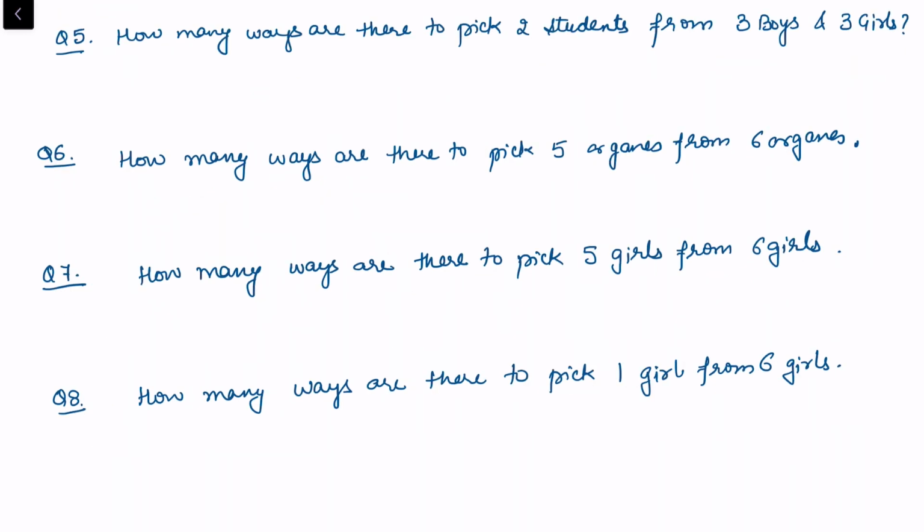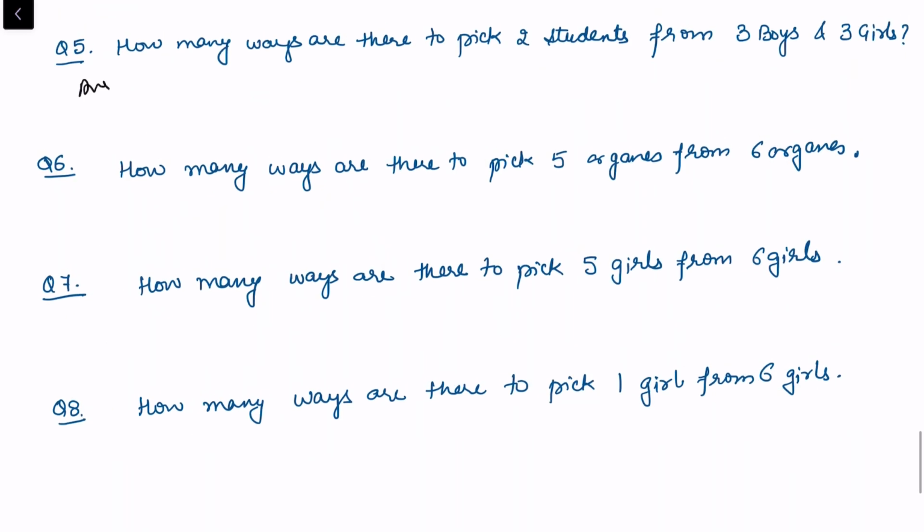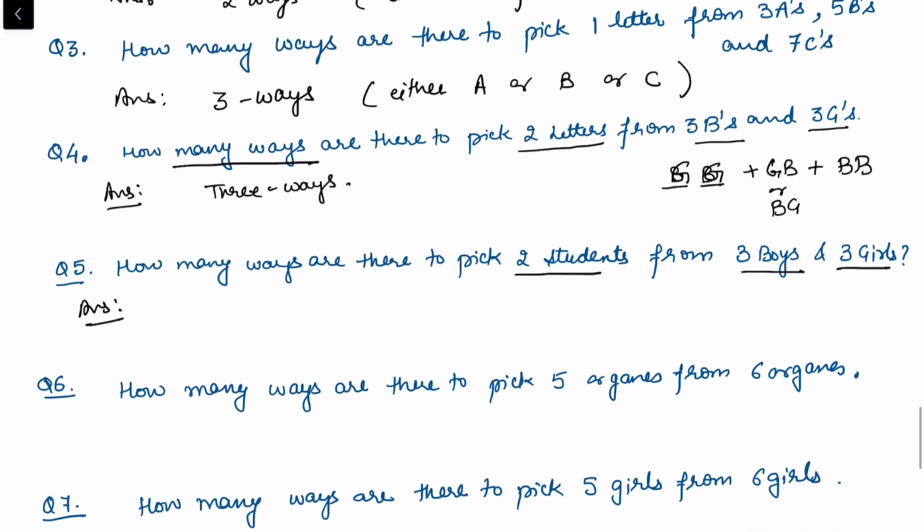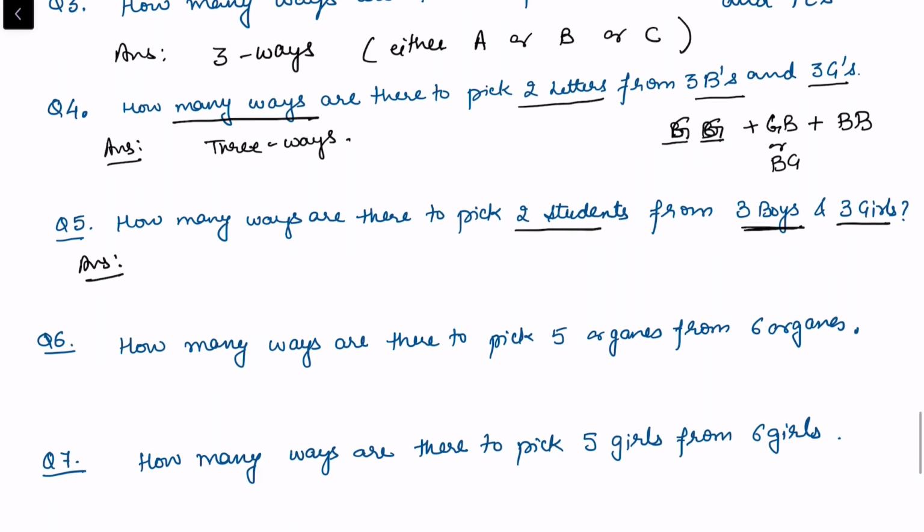Now we look at question number 5 to question number 8. For the fifth question we have: how many ways are there to pick two students from 3 boys and 3 girls? This question looks similar to the fourth problem we just discussed, but here the problem is that persons we consider as distinguishable and objects we do not consider as distinguishable.